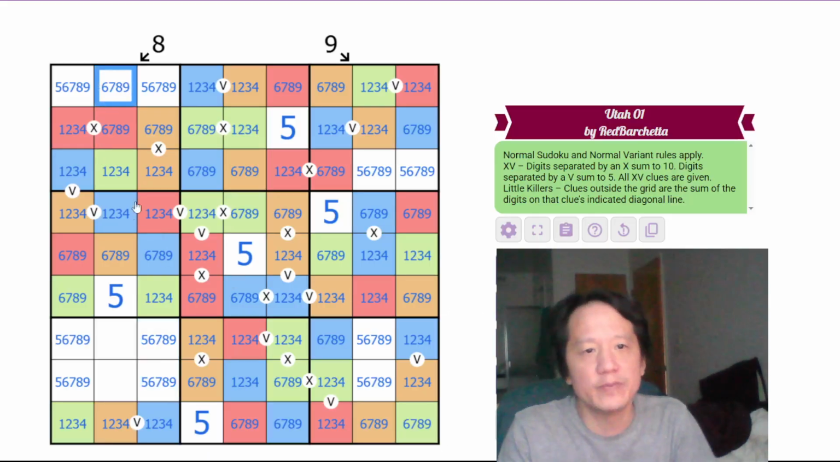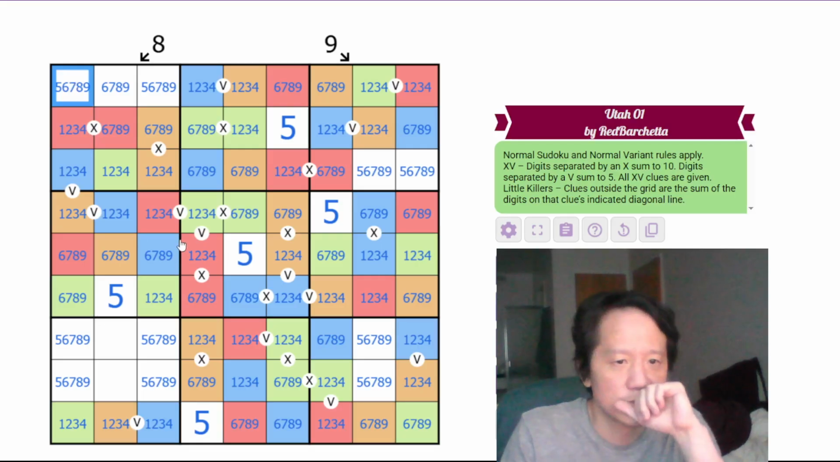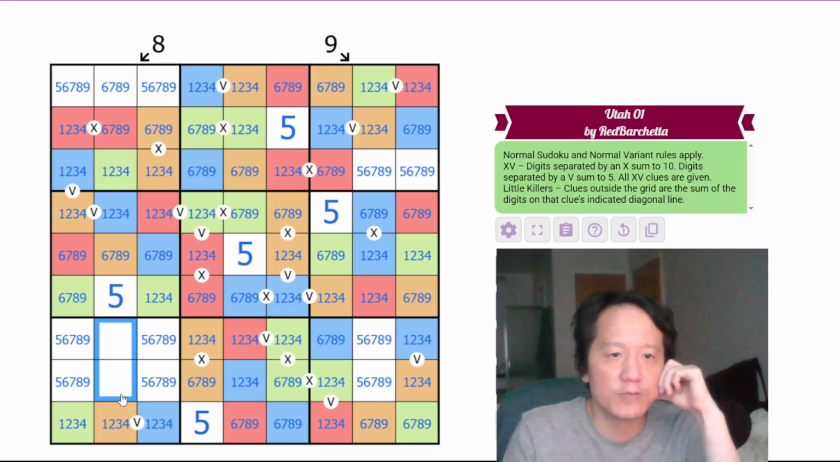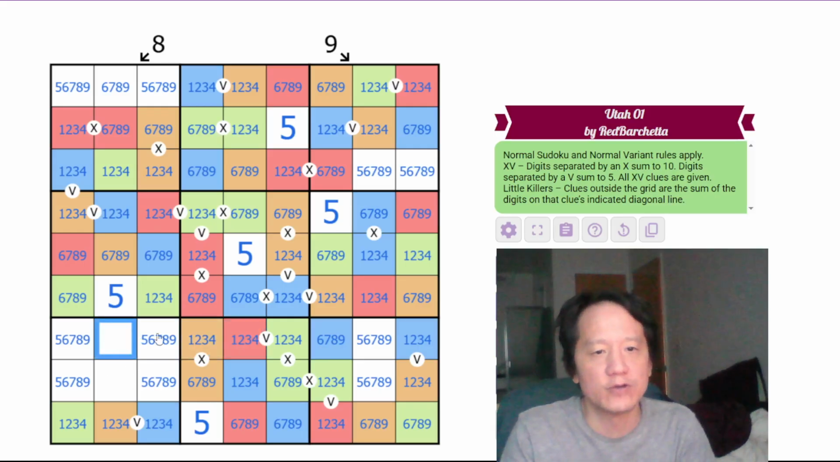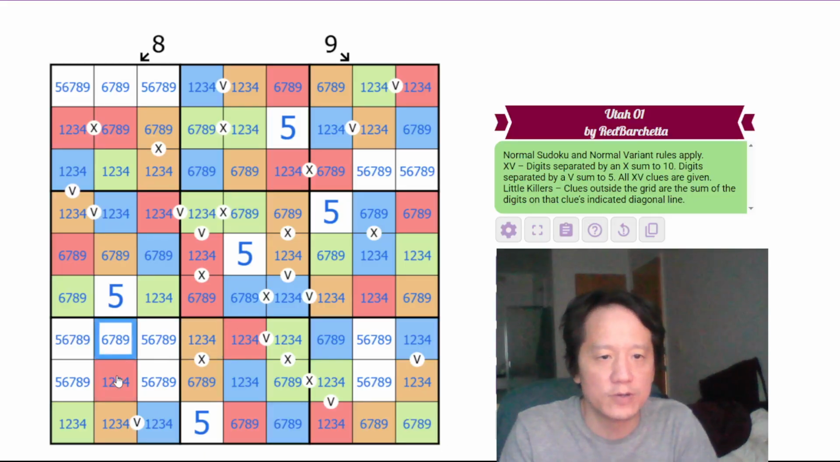5 cannot be here. So 5 is either here or here. We're not sure which. We're missing the red 1 through 4. And it cannot be here because it would have to be here. That would eliminate that possibility. This is 5 through 9. Can't be 5. This is 6 through 9. This must be 1 through 4 and is the red 1 through 4.